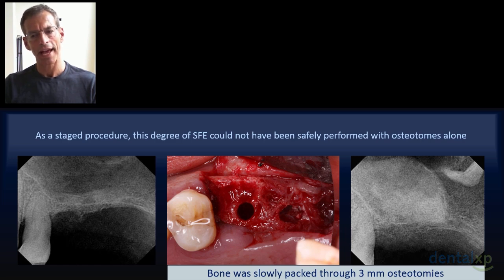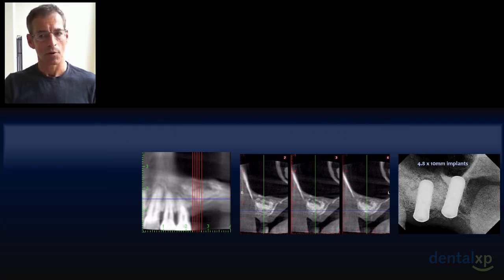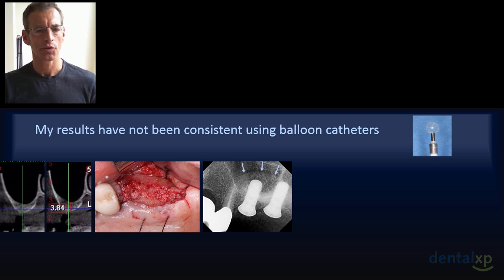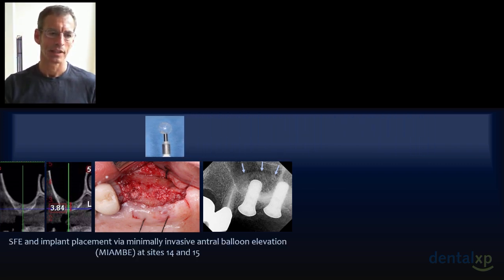But the bone is slowly packed through these 3 millimeter osteotomies, and you can't place much compression force on your graft material because you're pressing up against the membrane. And at 6 months, I see a significant amount of bone collapse and poor bone density. However, I am able to place 2 10-millimeter long implants. My results with the balloon procedure have not been consistent.